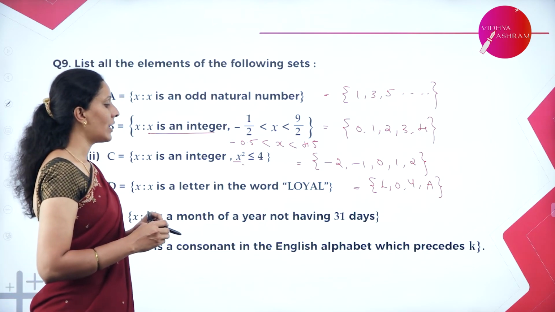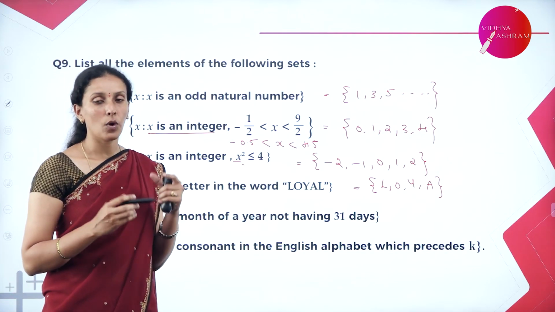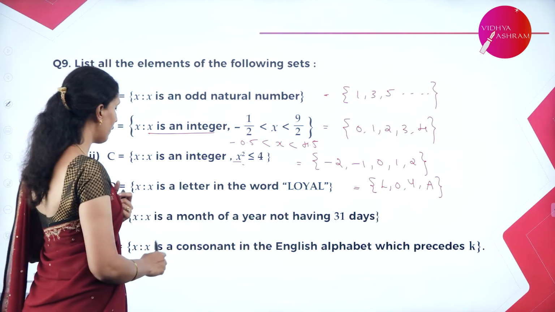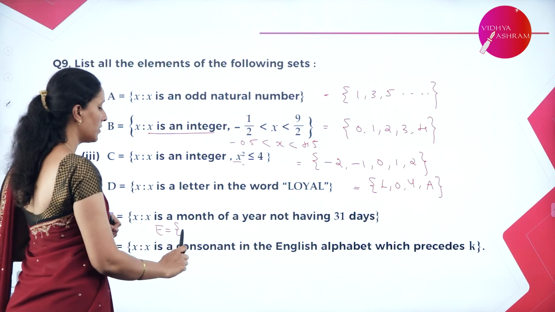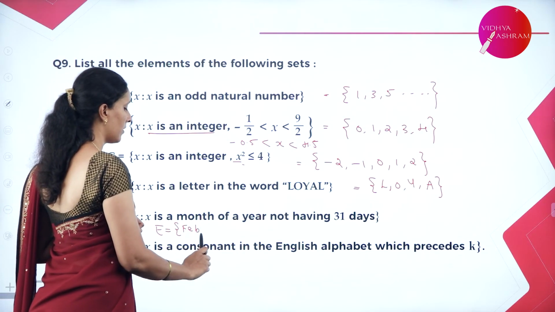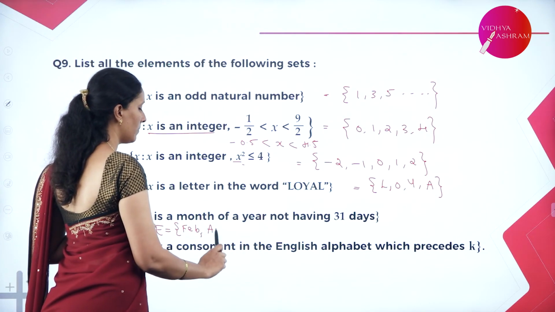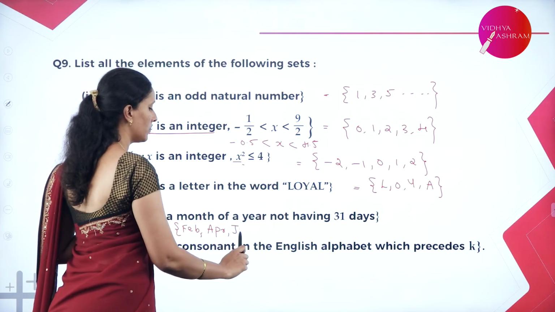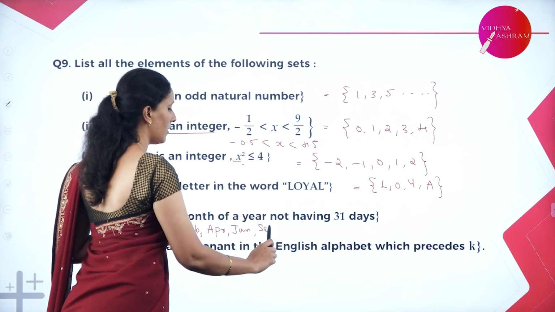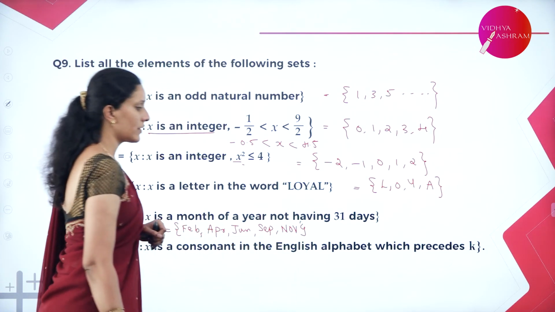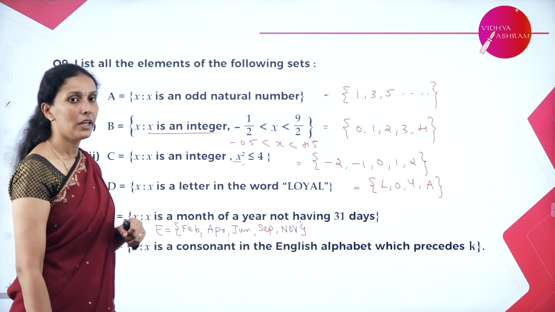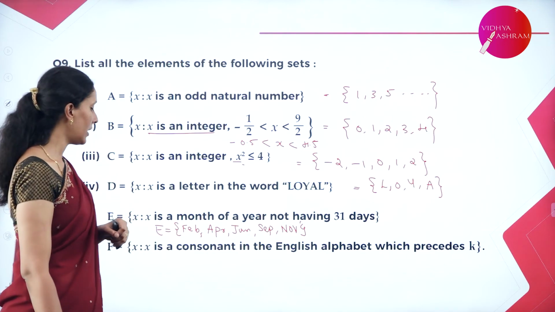x is a month of a year not having 31 days. So what are the months you cannot have 31 days in? So that is set E: Feb, April, June, September, November. So these are the months which cannot have 31 days in a year.